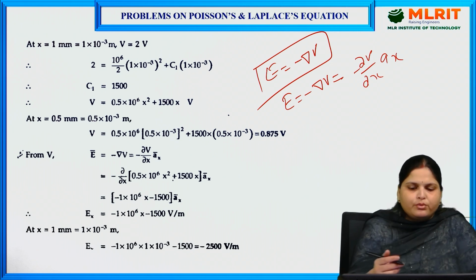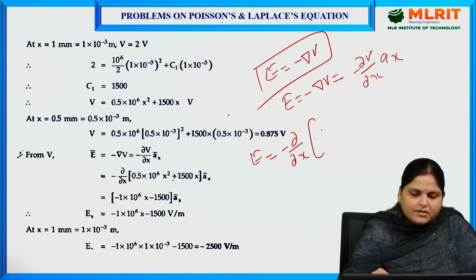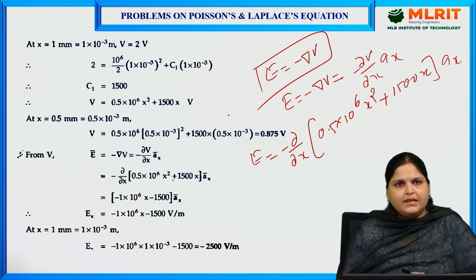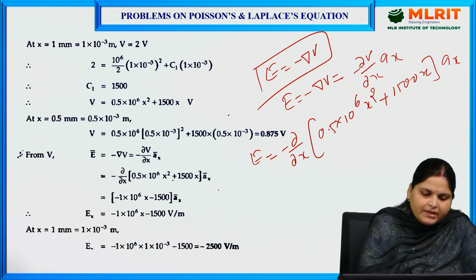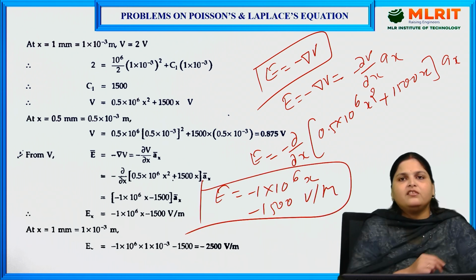In this equation only the x term is there, so we will write E is equal to minus dou by dou x of 0.5 into 10 to the power 6 x square plus 1500 x, ax. This is E, and when we further solve it, we get E is equal to minus 1 into 10 to the power 6 x minus 1500 volt per meter. This is the electric field intensity.